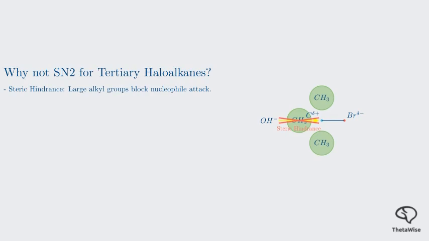They physically block the nucleophile from attacking the carbon atom from the backside. This steric bulk makes the SN2 mechanism impossible, forcing the reaction to proceed via the two-step SN1 mechanism. So, to recap the substitution and elimination reactions for haloalkanes, remember that the conditions are key. Aqueous sodium hydroxide favors substitution, forming an alcohol. Ethanolic sodium hydroxide favors elimination, forming an alkene.